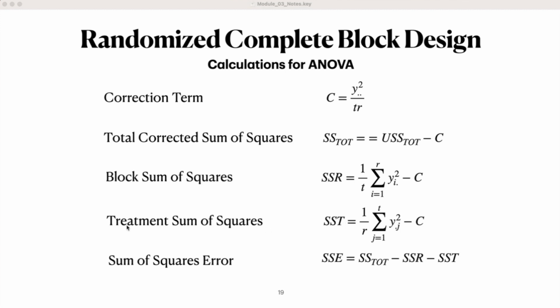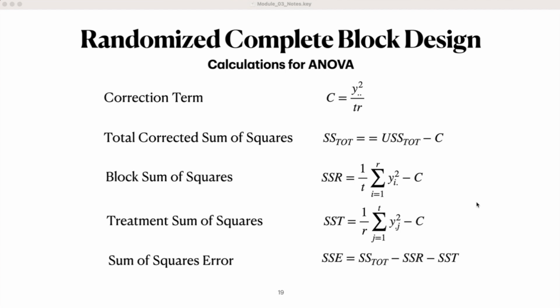All right, then the treatment sum of squares, the SST value. This is similar to what we saw for the block sum of squares, but now what we're doing is summing up squared values, the treatment sums, and we're dividing by r, which is the number of blocks. And so we do this calculation, and then from that subtract the correction term.